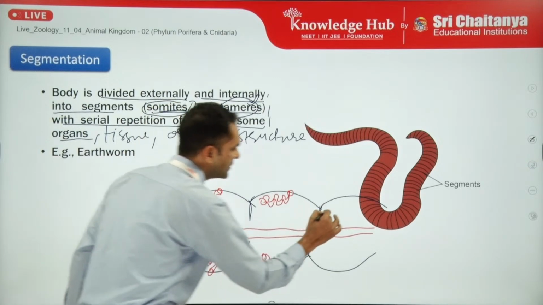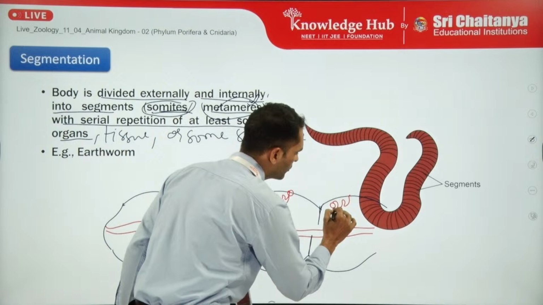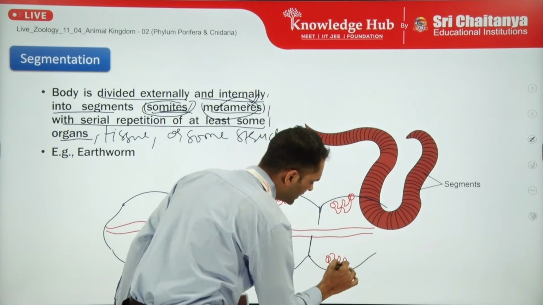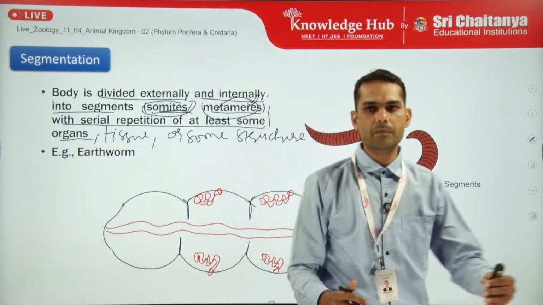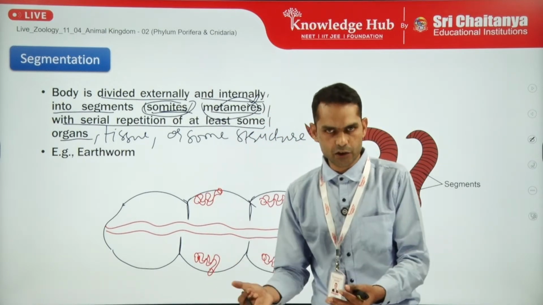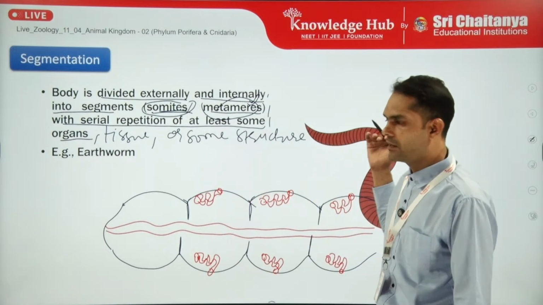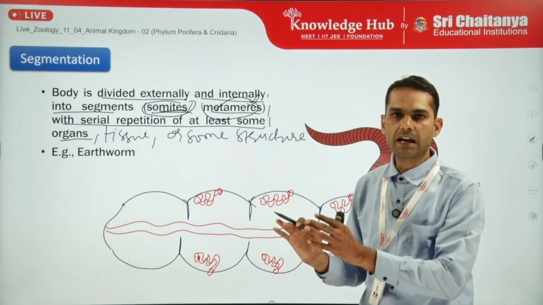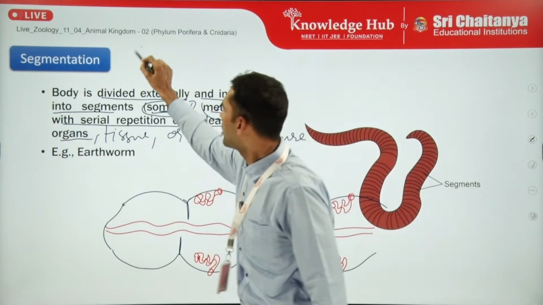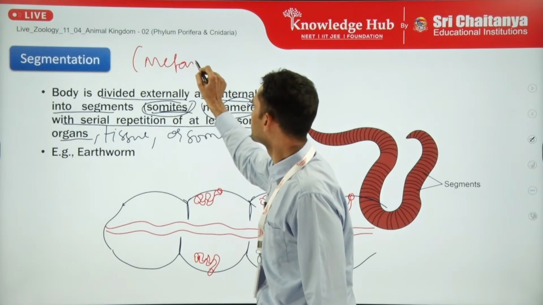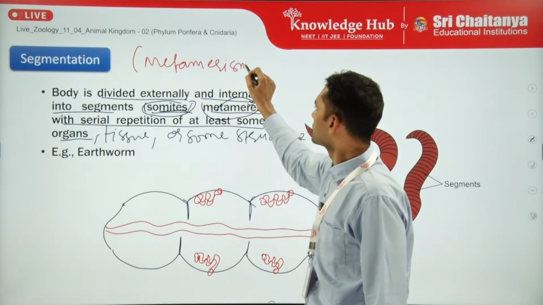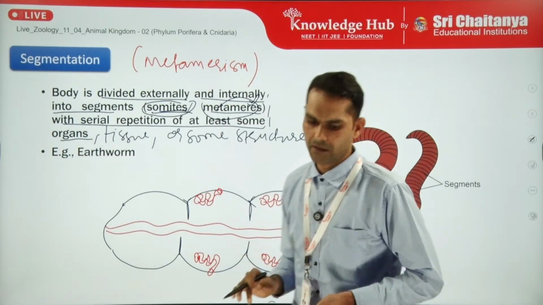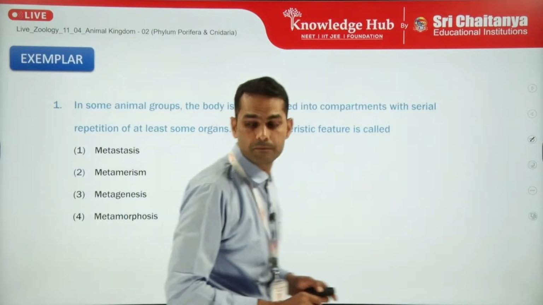In this way, the other requirement for true segmentation is also fulfilled: external segmentation corresponds to internal segmentation, and the next requirement is the serial repetition of some structure, either tissue or organ, in each segment. Such segmentation is termed true segmentation or metamerism. So the earthworm exhibits metamerism. Now let's move to another term.